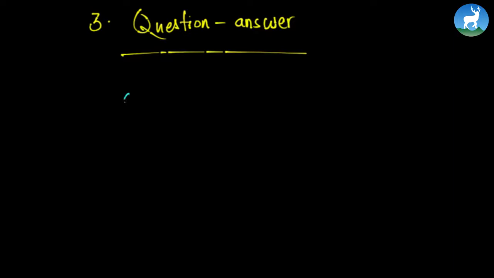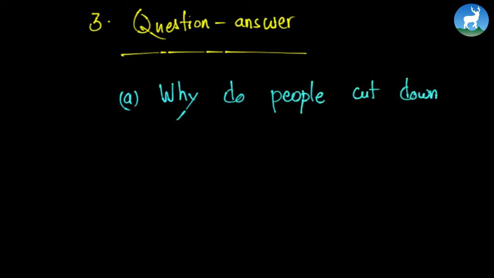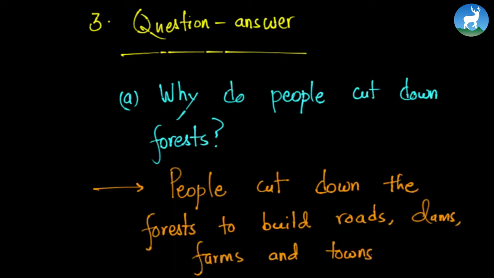The first question that we have is, why do people cut down forest? And the answer to that question is obviously given in the book. If you go to the second paragraph, you find the answer right there. The answer given in your book is, people cut down the forest to build roads, dams, farms, and towns.